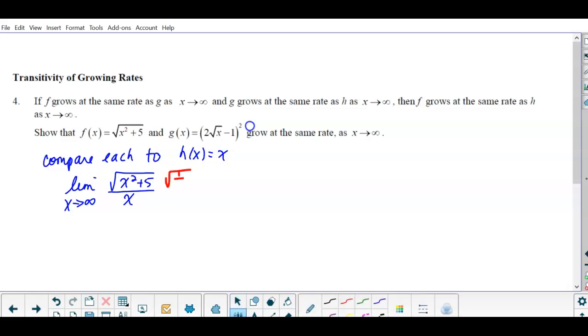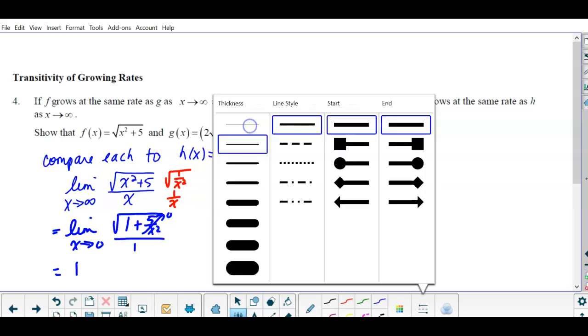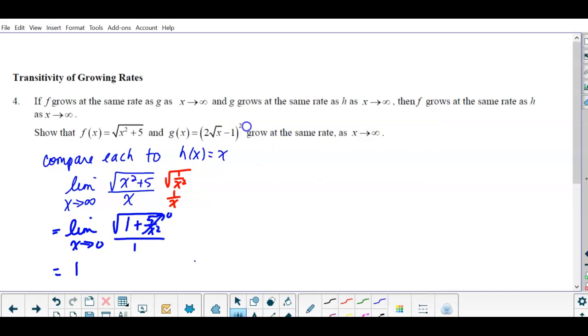Multiply by 1 over x squared square rooted, which is the same as 1 over x. Or you can take the derivative, use L'Hopital's, but this is actually a bit faster, right? Okay, so that goes to 0. So root of 1 over 1, which is 1. Okay, so you know those grow at the same rate. Then compare your g of x. So limit of g of x, which is 2 root x minus 1 squared, to that h of x.